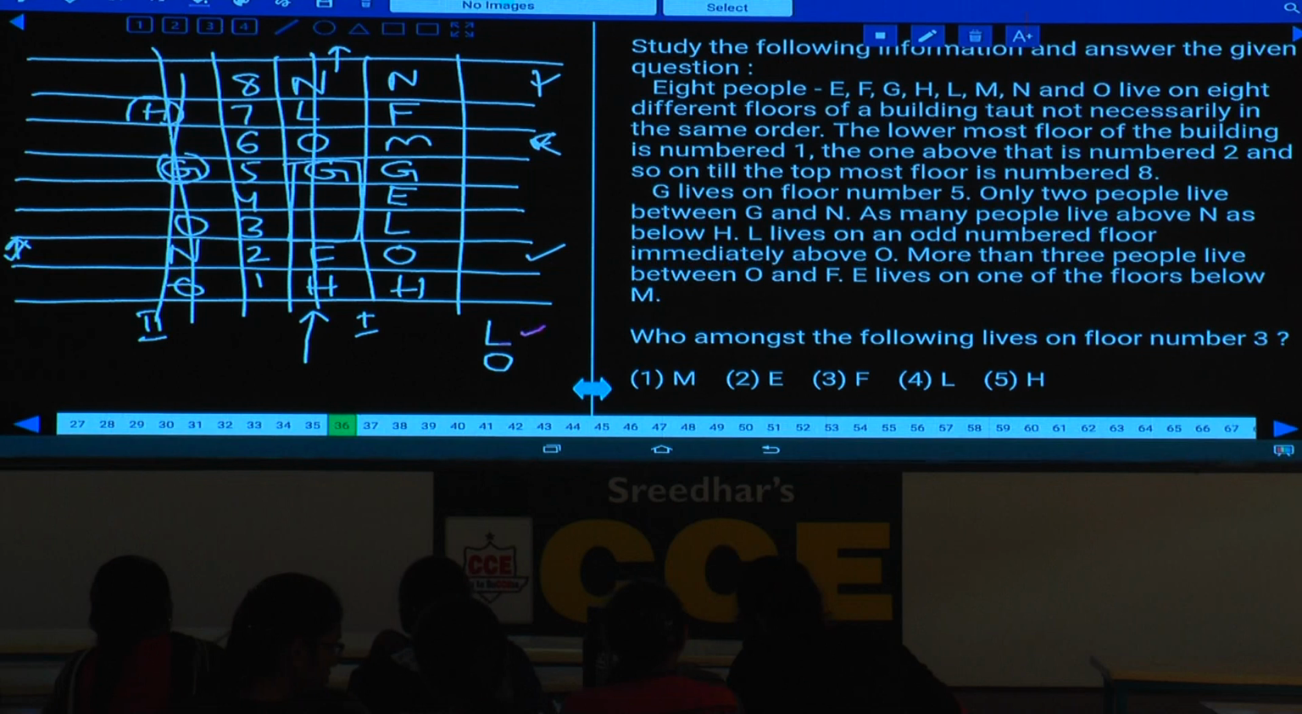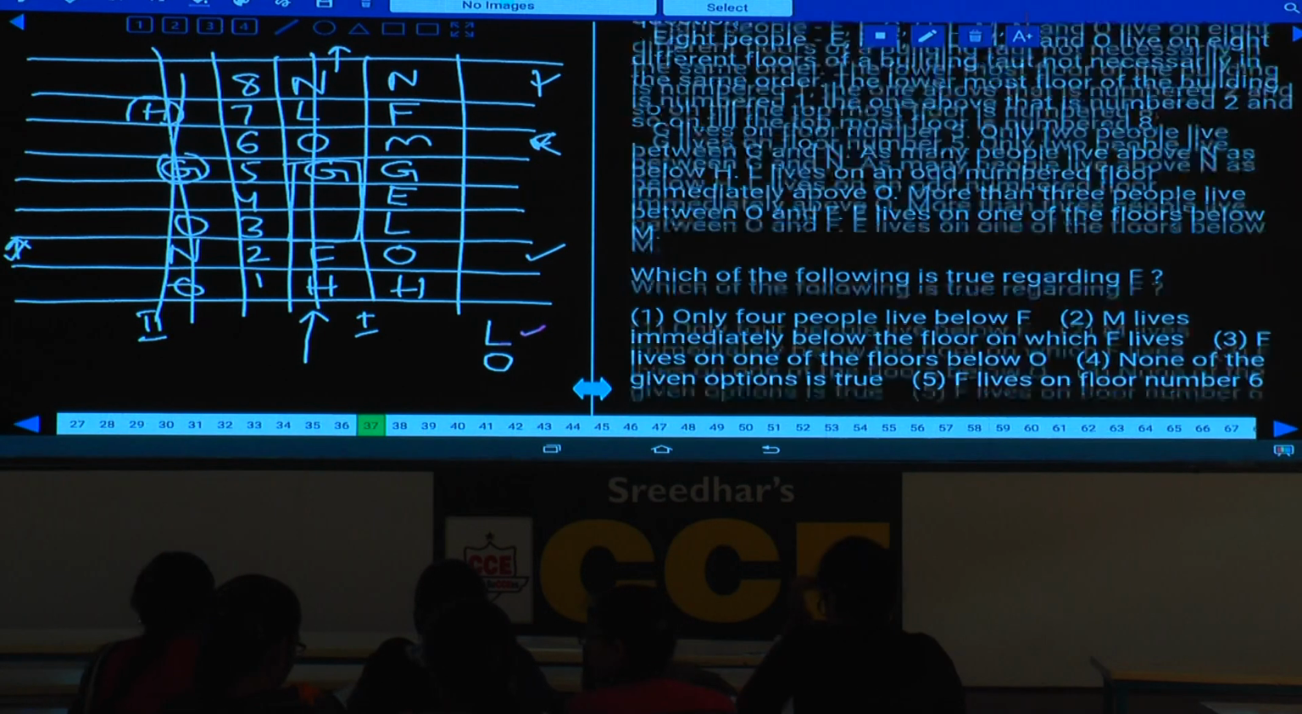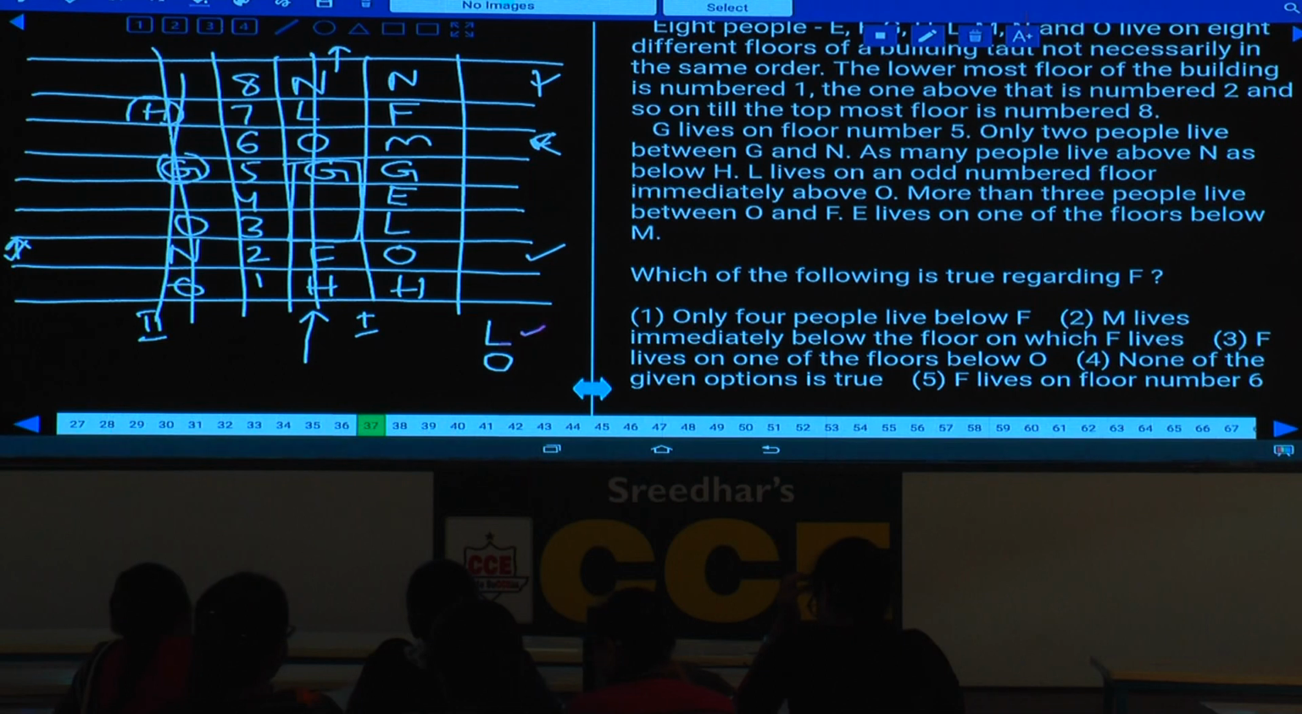Then question number 36. Who among the following lives on floor number 3? L, that is choice 4. Then question number 37. Which of the following is true regarding F? Only 4 people live below F, is that true? False. M lives immediately below the floor on which F lives. Definitely true, yes, choice 2.